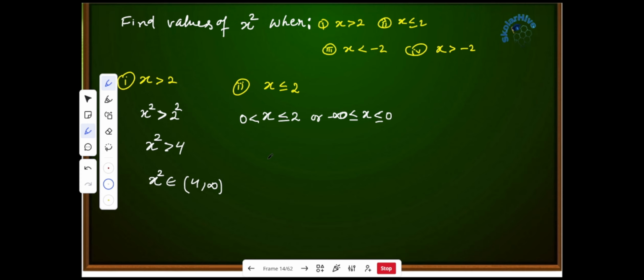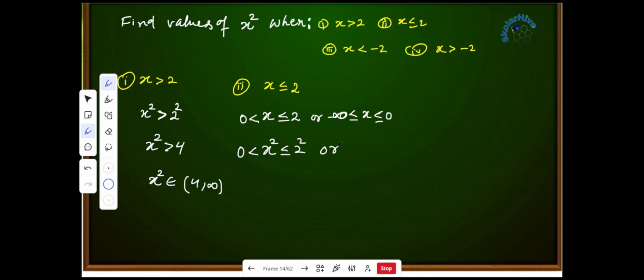Now in order to find the square of the number, here we can find that either side of this number is positive. So if we take the square, then there won't be any change in the inequality sign. So here we'll get x square less than or equal to 2 square, and 0 square is also 0. So this is what we got from here.